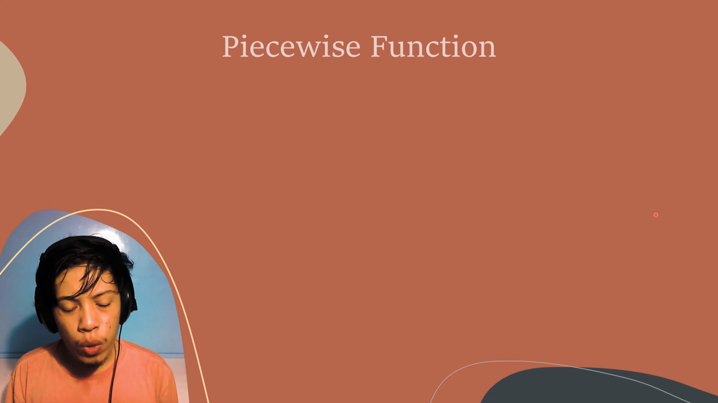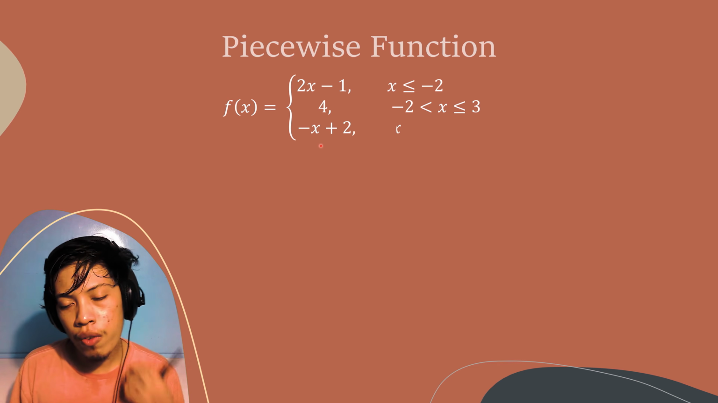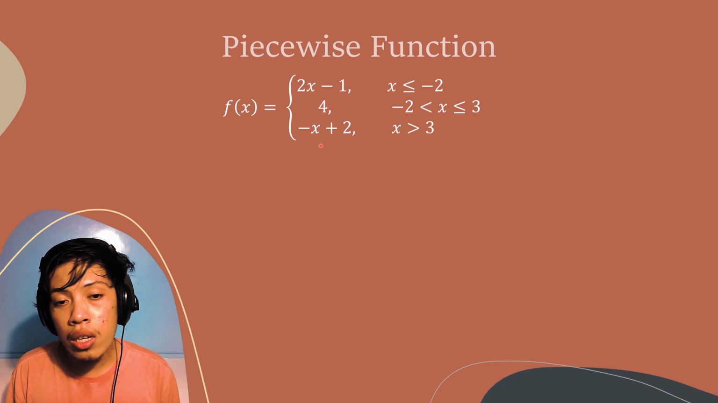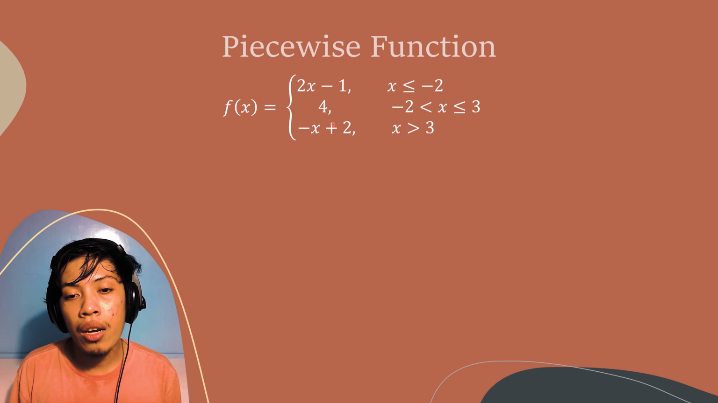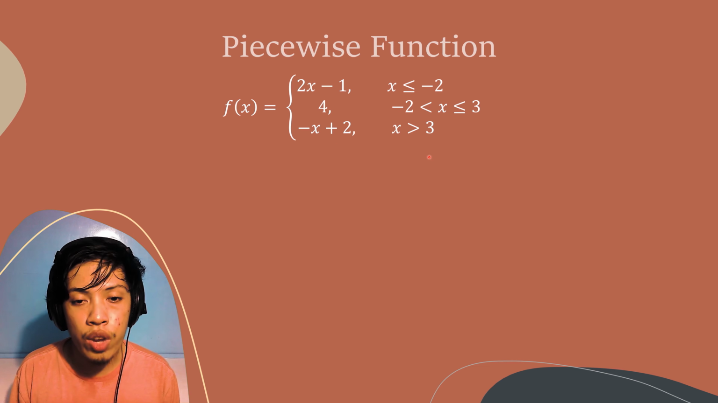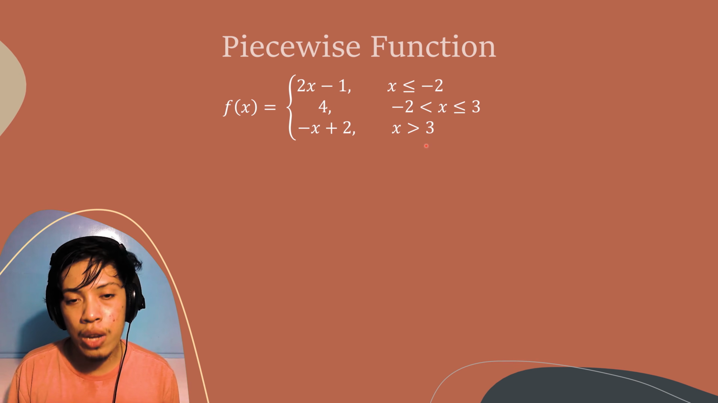Okay. Next, we have here the piecewise function. So what is a piecewise function? Let us have an example. I have here f of x is equal to 2x minus 1 if x is less than or equal to negative 2, and f of x is equal to 4 if x is greater than negative 2 but less than or equal to 3, and the value of f of x is equal to negative x plus 2 when x is greater than 3.